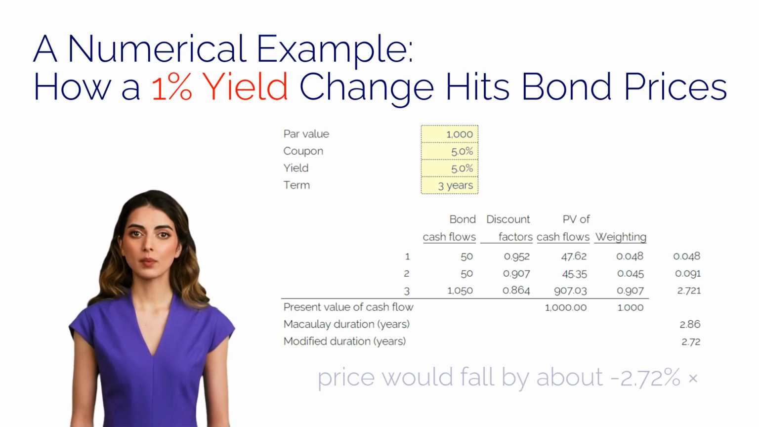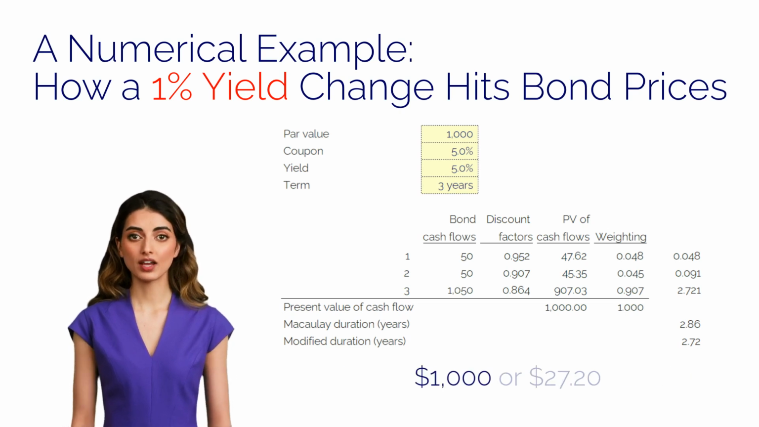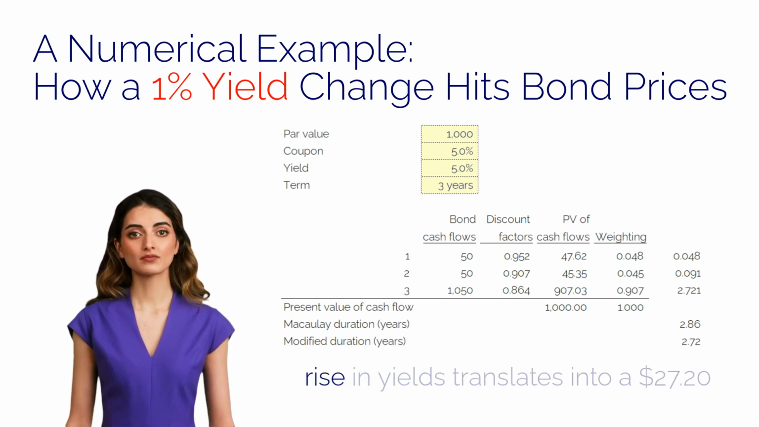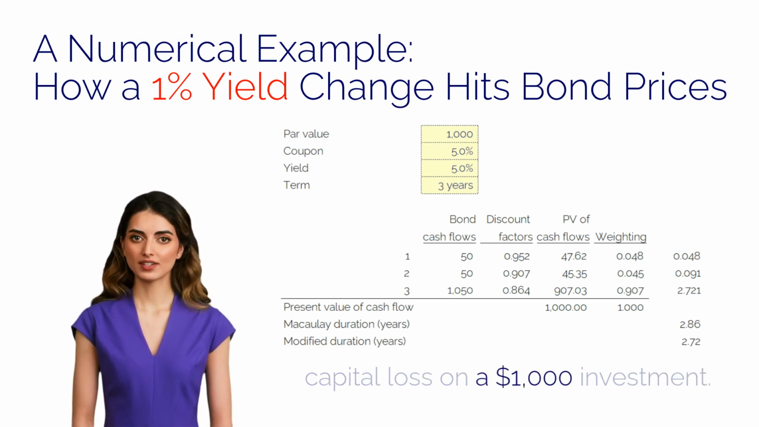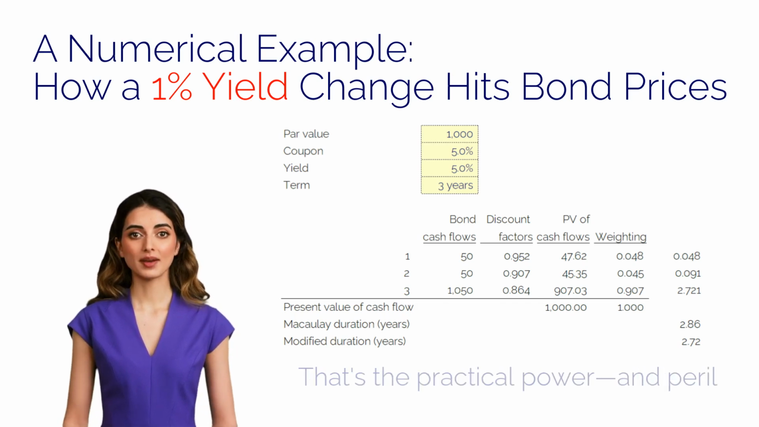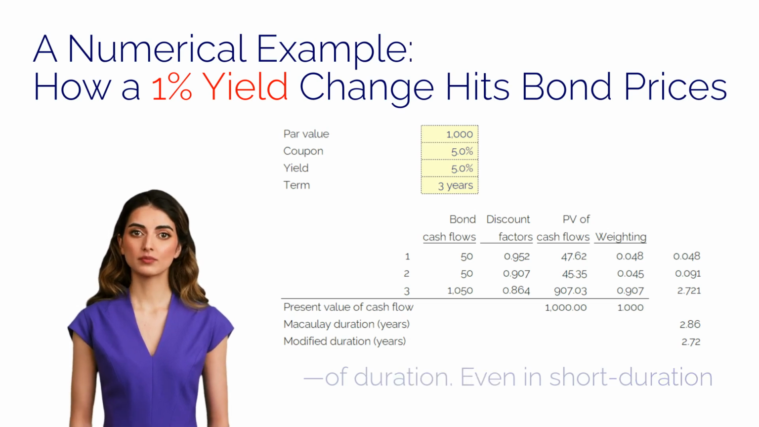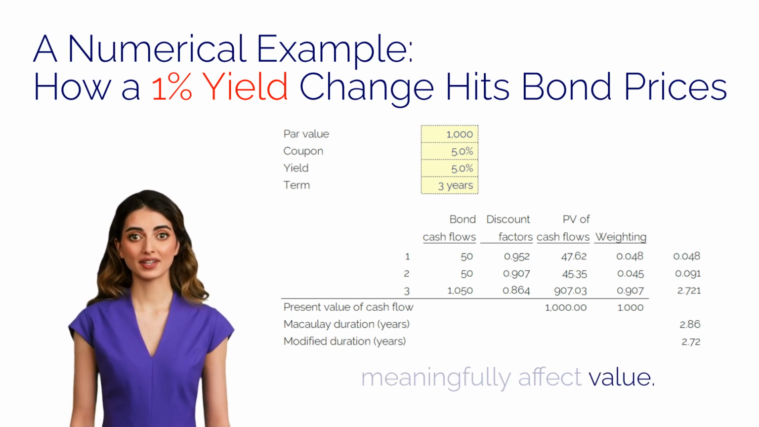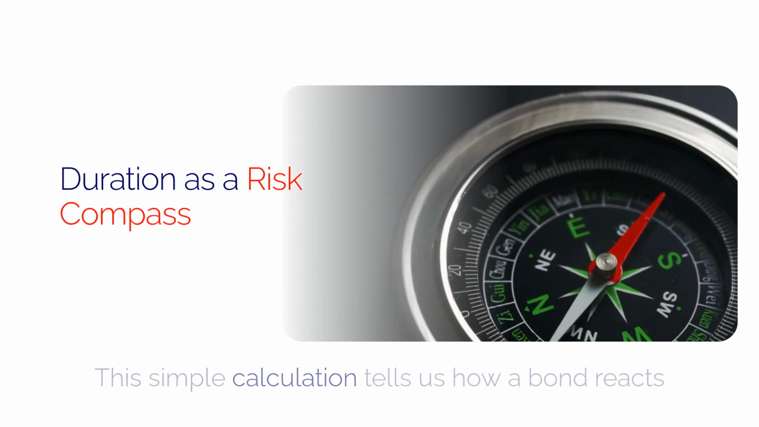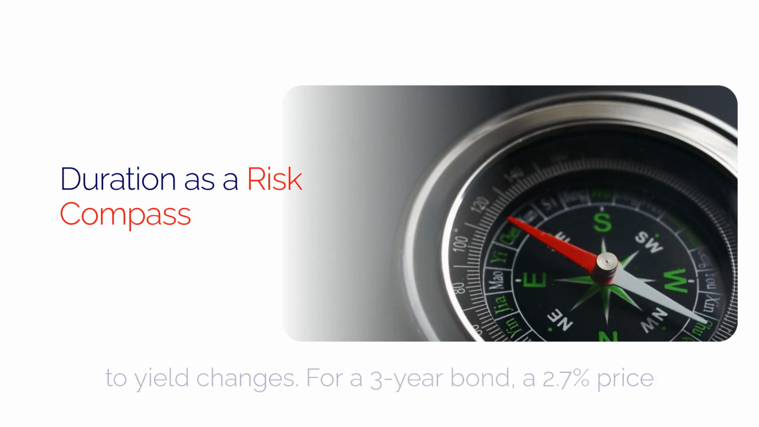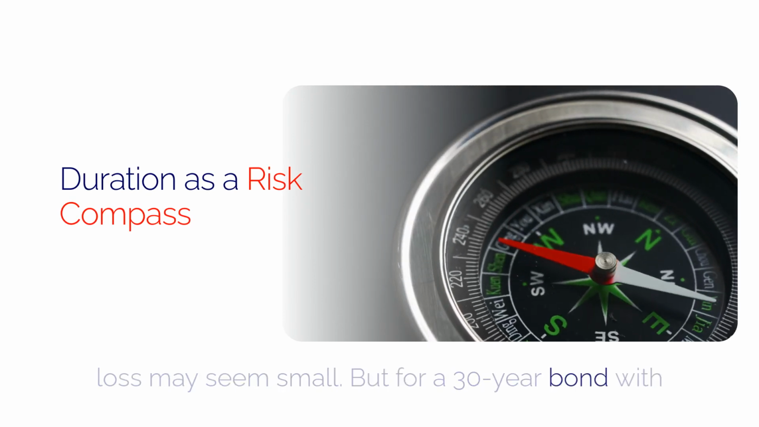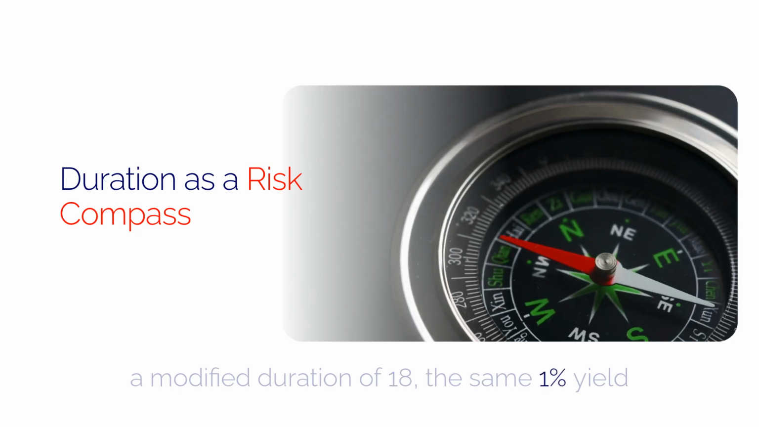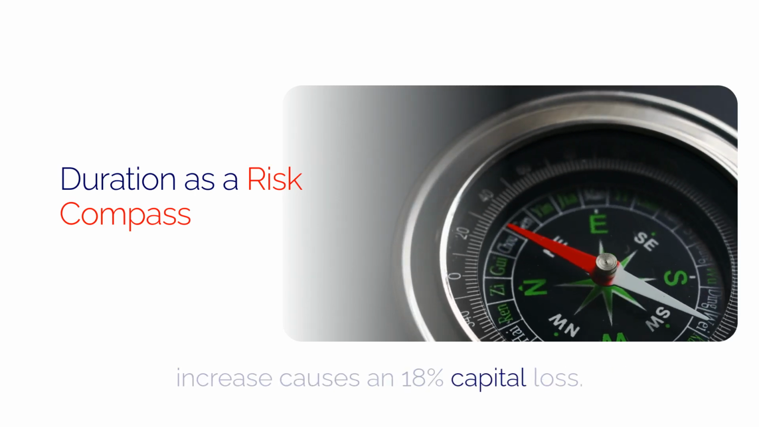The bond's price would fall by about minus 2.72% x $1,000, or $27.20. In other words, a seemingly small 1% rise in yields translates into a $27.20 capital loss on a $1,000 investment. That's the practical power and peril of duration. Even in short duration bonds, rate changes can meaningfully affect value. This simple calculation tells us how a bond reacts to yield changes. For a 3-year bond, a 2.7% price loss may seem small. But for a 30-year bond with a modified duration of 18, the same 1% yield increase causes an 18% capital loss.